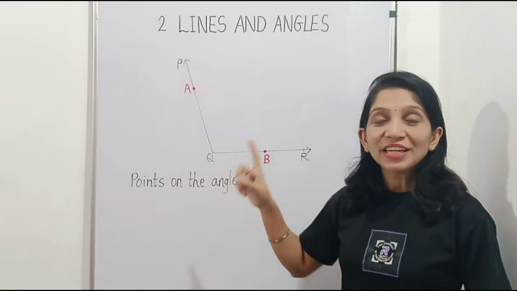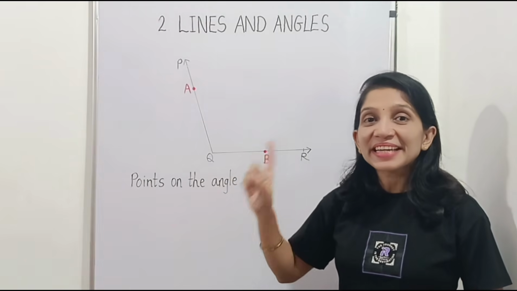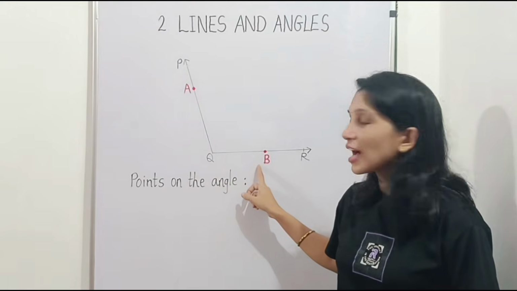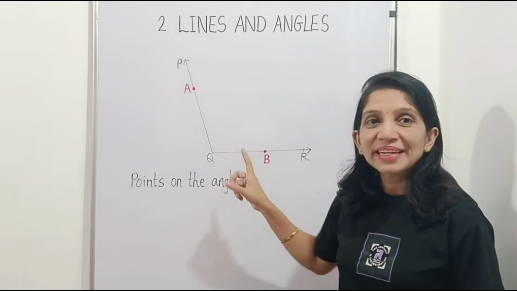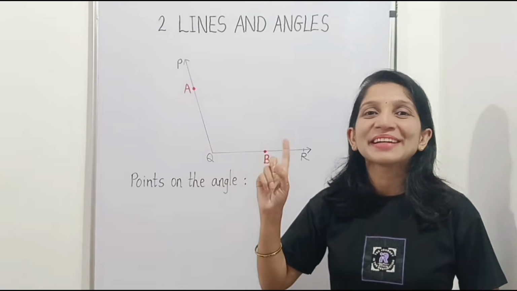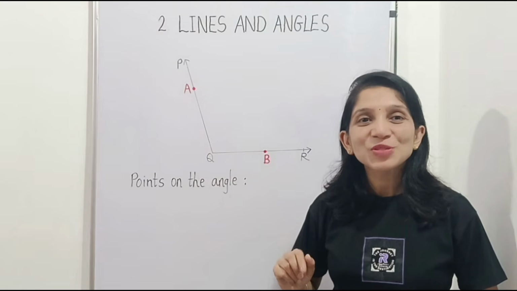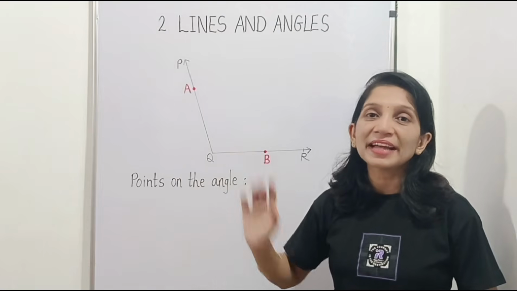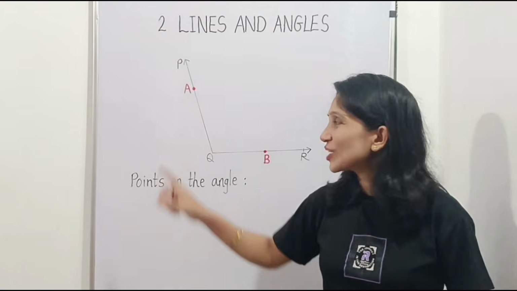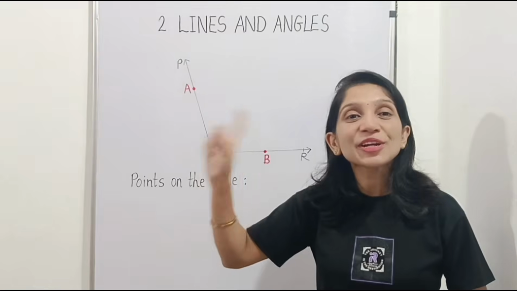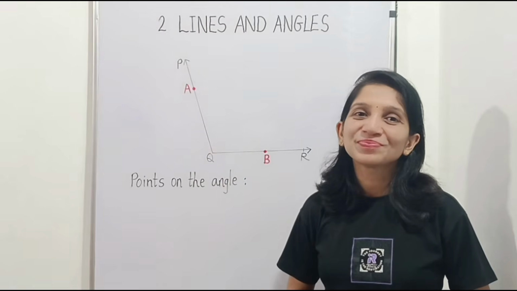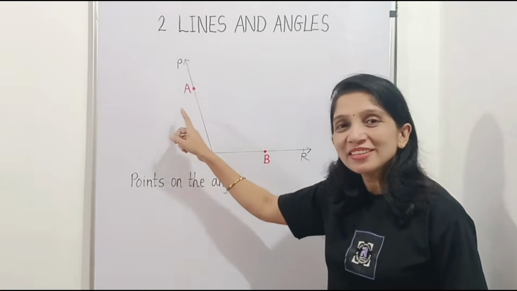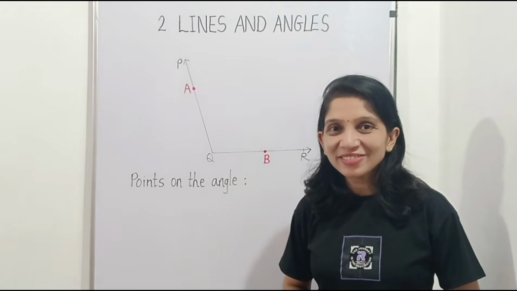Look, if a dot is standing exactly on arm QP and arm QR, it's like a security guard standing on the gate of the angle. Point A and point B are drawn on the angle. So you can say they are the security guards of the angle. Which are the points on the angle? Which are our security guards. Correct?